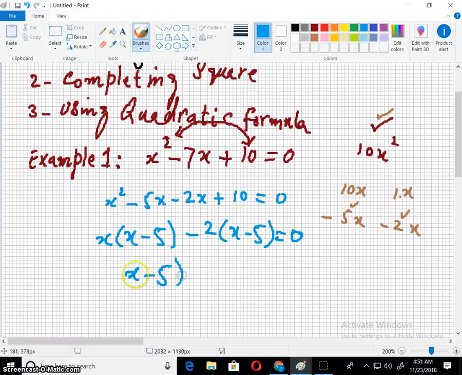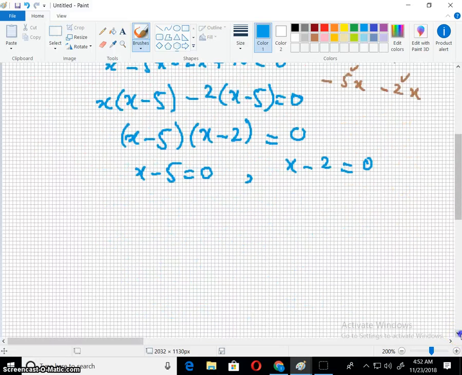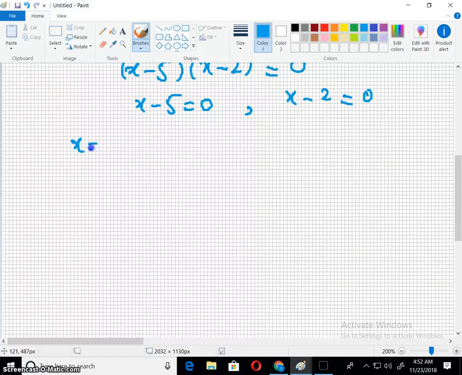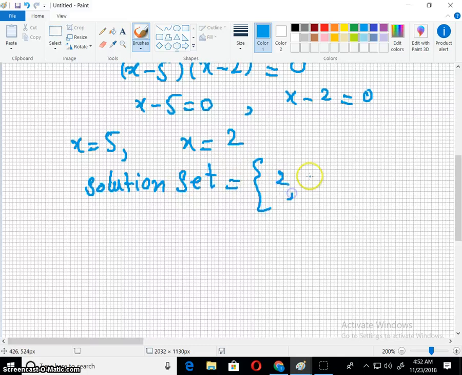So x minus 5 and x minus 2 equal to 0, and x minus 5 equal to 0, x minus 2 equal to 0. So x equals 5 and x equals 2. So the solution set is equal to 2 and 5.